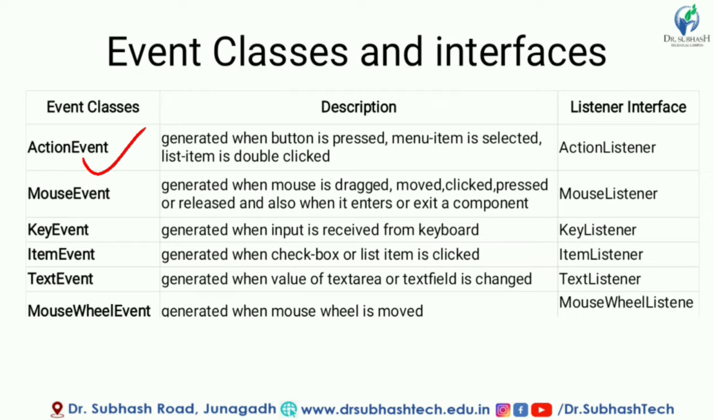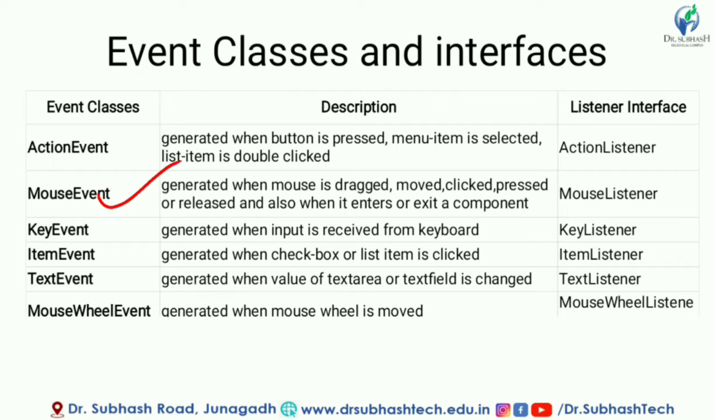This is one class which is available in the java.awt package. It is generated when the button is pressed, a menu item is selected, or a list item is double clicked. So these are the event sources from where this action event is generated. And for handling this event, the action listener interface is available. This is the action listener interface and this is the action event class. This is the object which will be passed to the method of the action listener interface. So this is the flow when the event occurs.